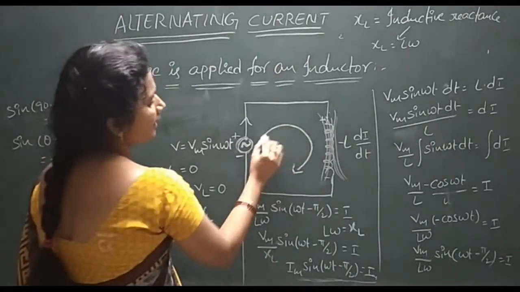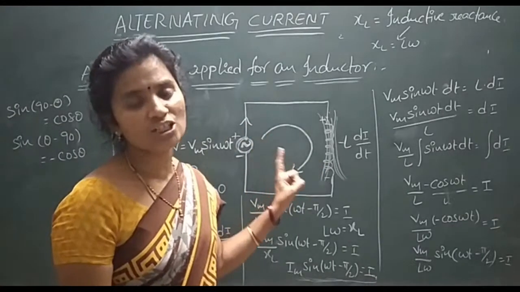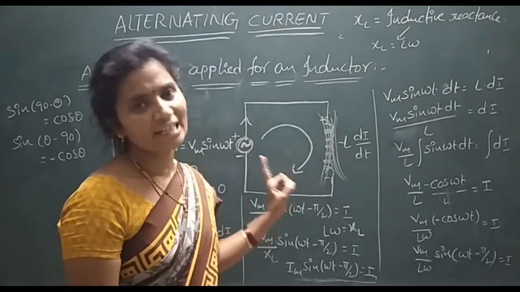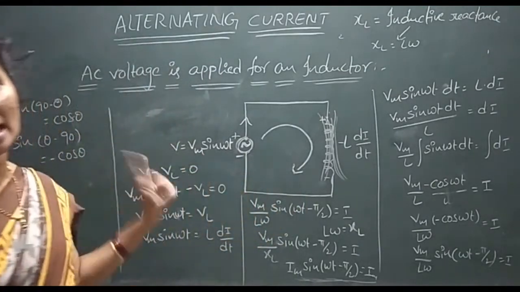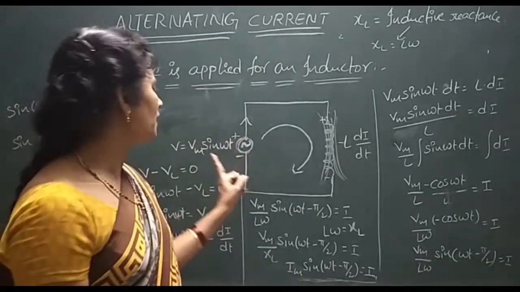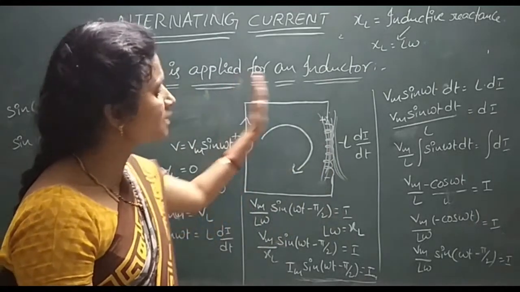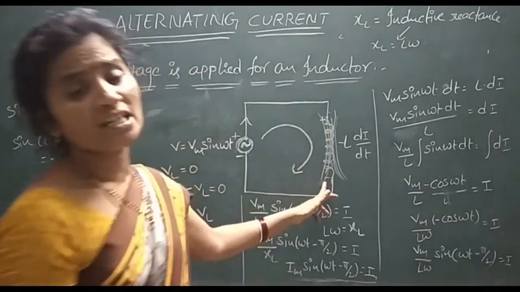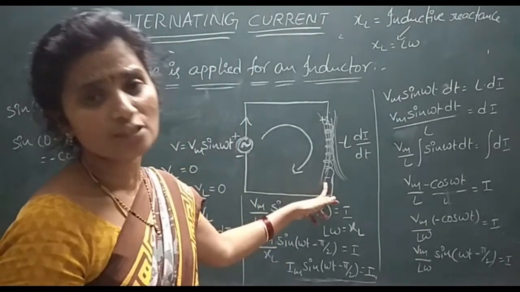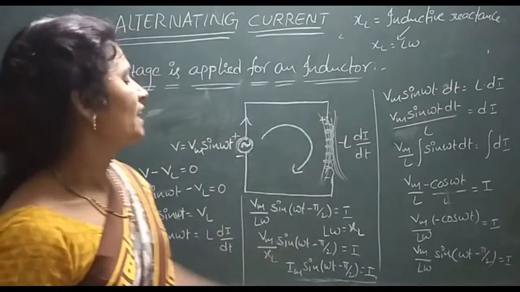According to Kirchhoff's voltage law, if the direction is the same as the direction of the current, it is taken as negative, and opposite to the direction of the current, it is taken as positive. Whenever the AC voltage is applied to an inductor, the current passes through the inductor. Whenever the current passes through the inductor, the magnetic field varies, so the flux also varies. Due to the varying flux, an induced EMF is generated in the inductor.